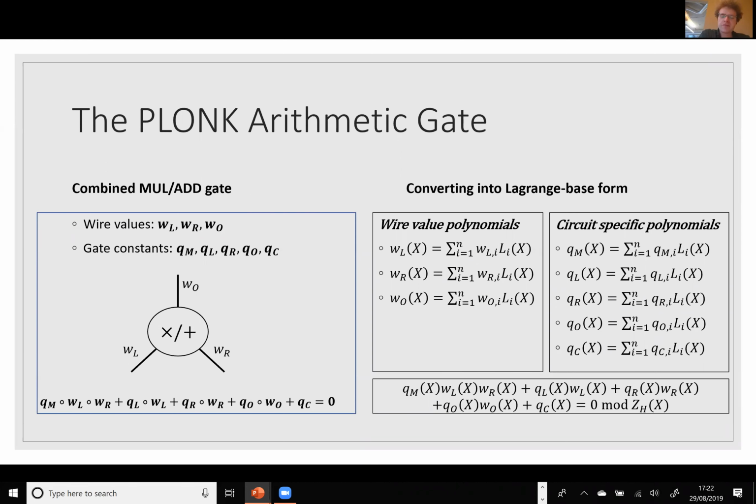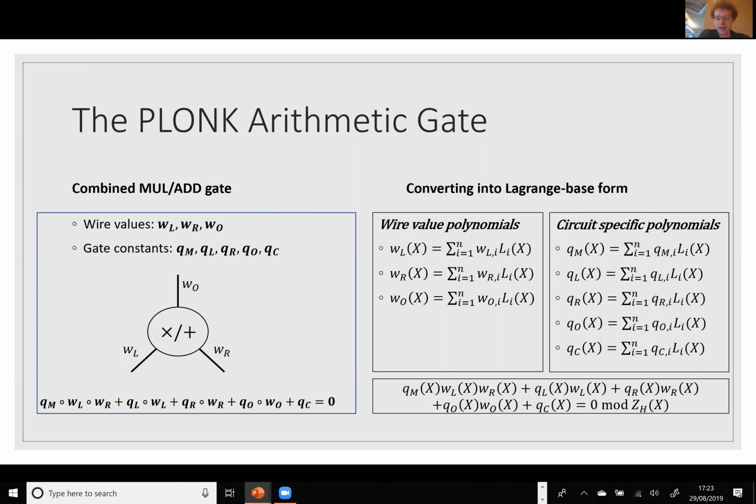So this gives us a relatively compact representation of an arithmetic circuit in Lagrange-based form. You can take your vectors of y values and use Lagrange bases to turn them into polynomials. Similarly, you can do the same for your gate constants. And then you get some circuit-specific polynomials. So these Q polynomials are going to define one specific arithmetic circuit.